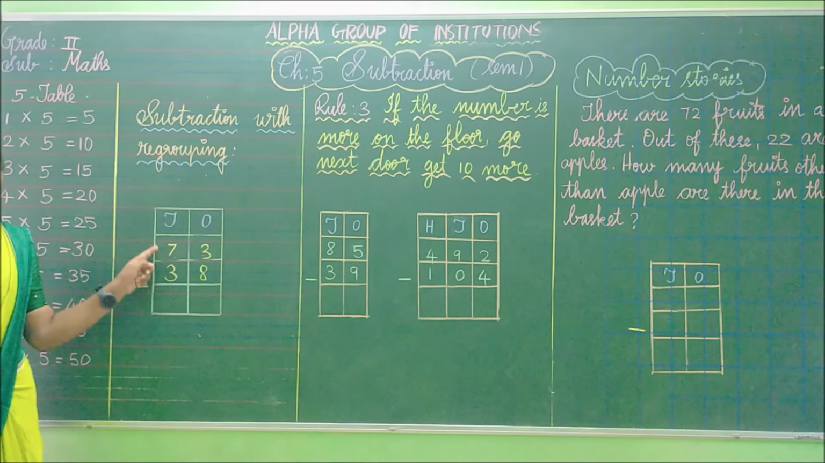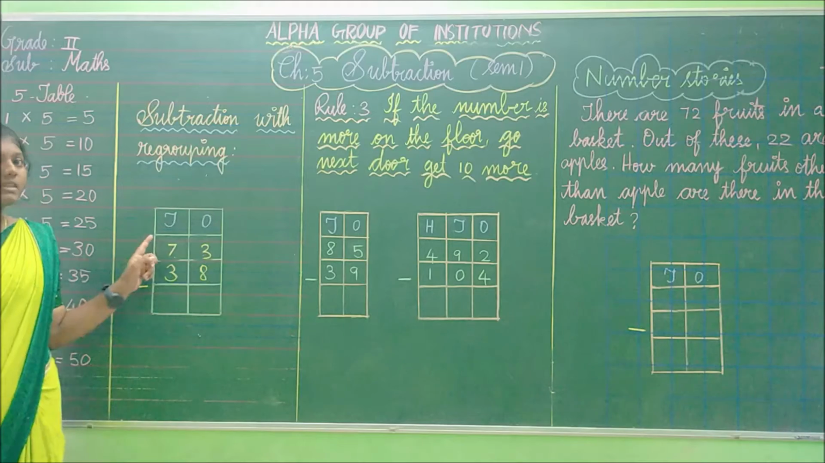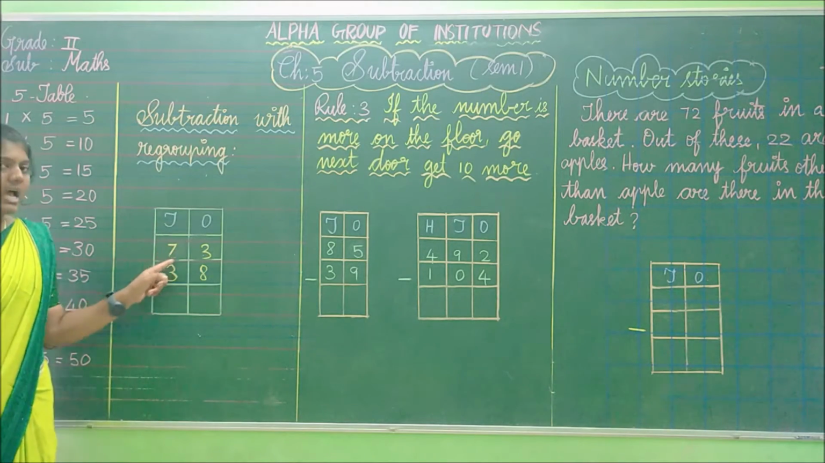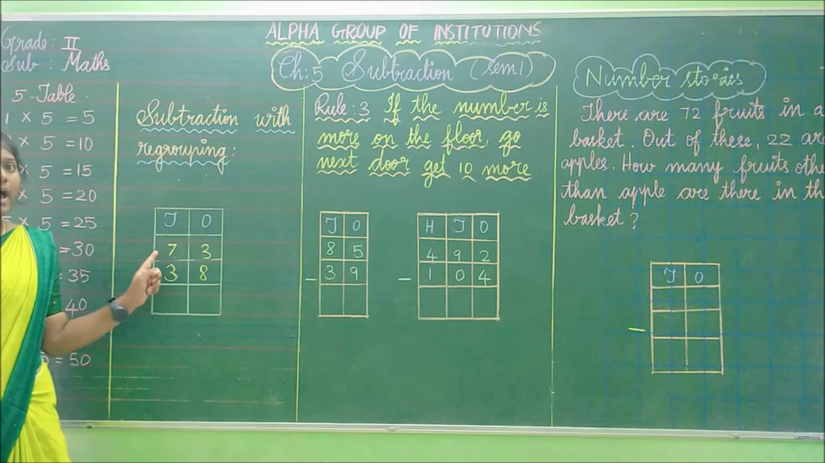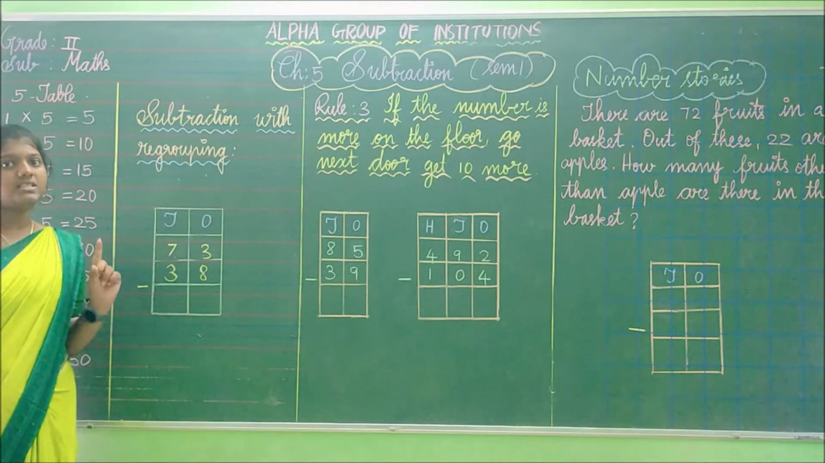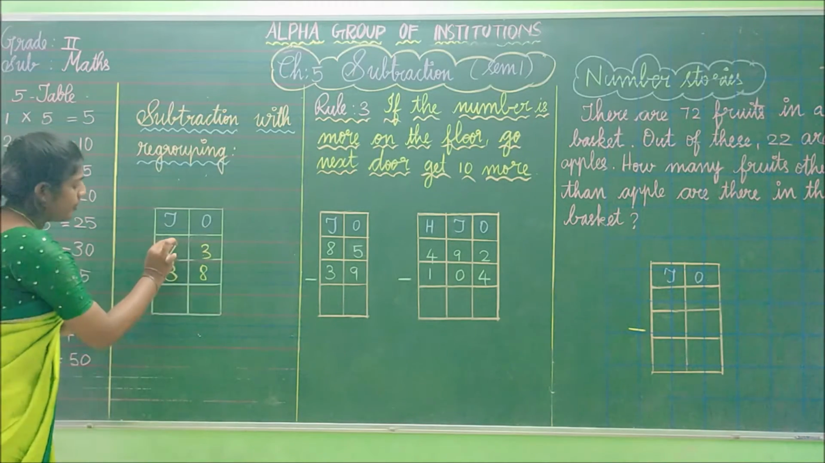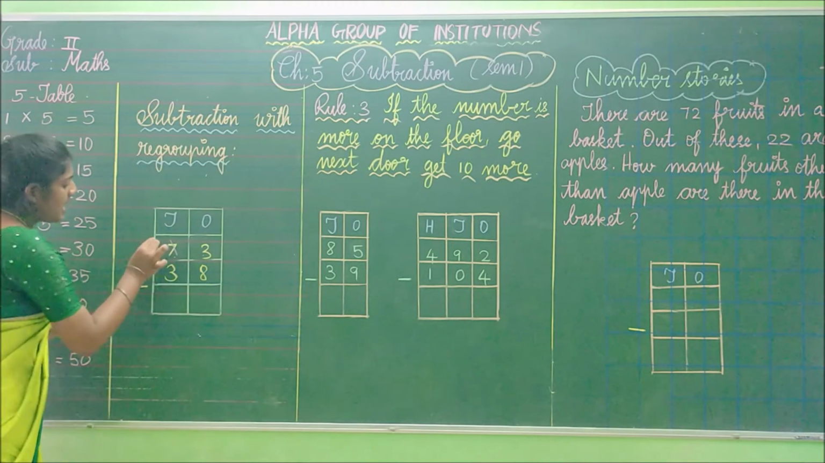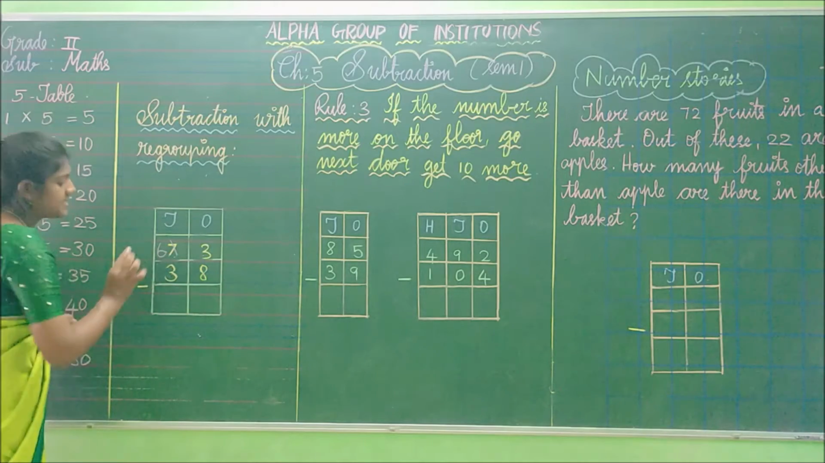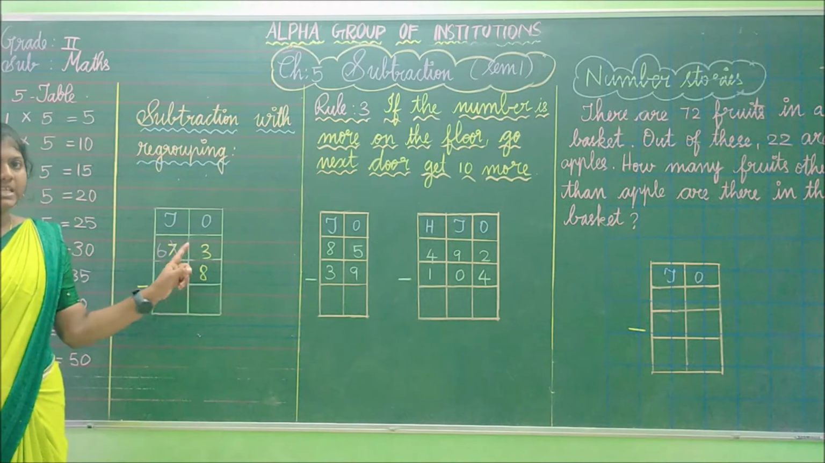See here, the next number is 7. So 7 is present in the tens column, so there are 7 tens. Now I am going to borrow for 3. How many tens am I going to borrow? Only 1 ten. So for that I am going to strike this 7 and write 6 here, because we are going to get 1 ten for this 3 ones.